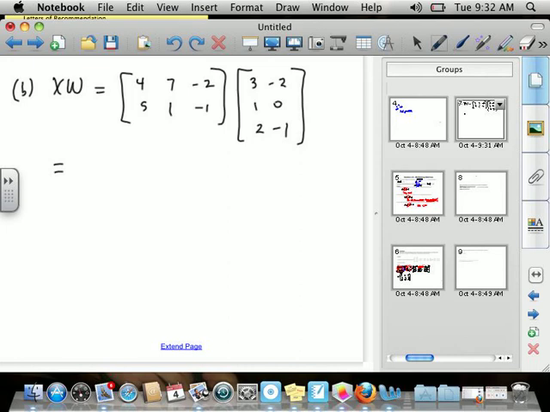Okay, so first see that you can multiply. So I have number of rows, columns, like columns in a house. So I have 2 by 3, and I have 3 rows and 2 columns. So this one is only going to be a 2 by 2 in the end.